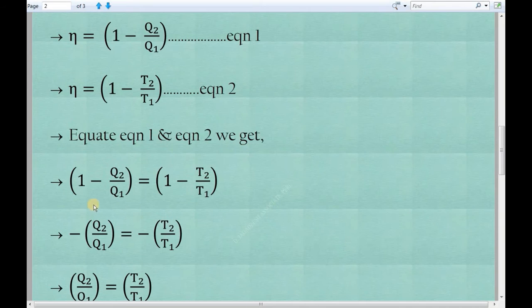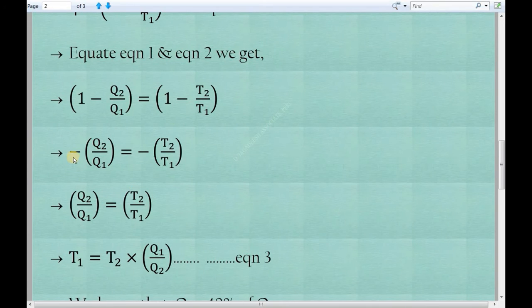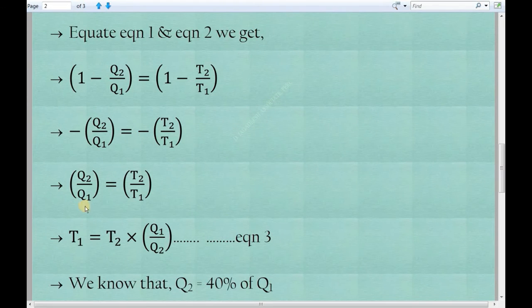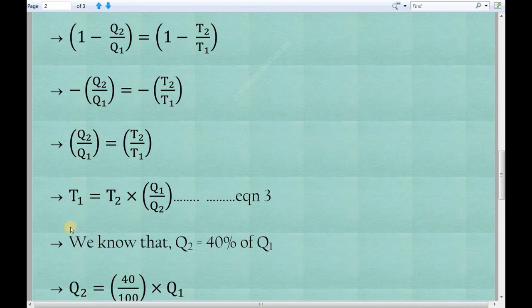We get 1 minus Q2 by Q1 is equal to 1 minus T2 by T1. The 1 in the LHS and the 1 in the RHS will get cancelled. So the next step will be minus Q2 by Q1 is equal to minus T2 by T1. The negative sign in the LHS and the negative sign in the RHS will get cancelled. So the next step will be Q2 by Q1 is equal to T2 by T1. Now bring this T1 to the LHS and move this Q2 by Q1 to the RHS. We get T1 is equal to T2 into Q1 by Q2. Consider this one as equation 3.